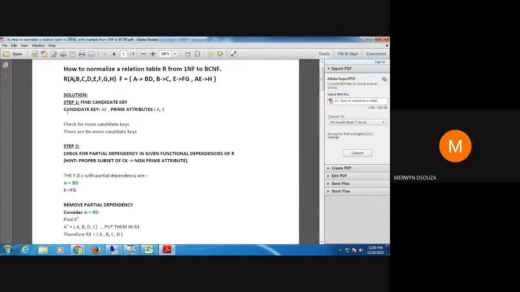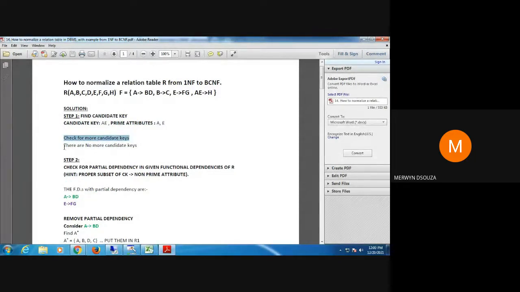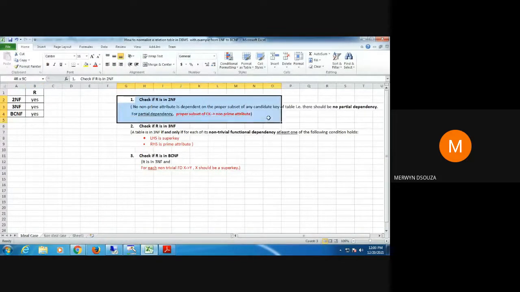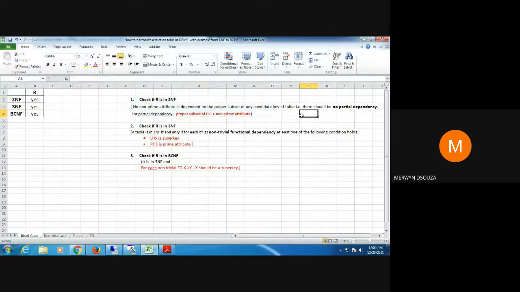Once you find a candidate key and prime attributes, check if there are more candidate keys. But you will see that there are no more candidate keys. Therefore, you now check whether R is in second normal form. You assume R is already in first normal form. If it is in second normal form, there should be no partial dependencies. What is a partial dependency? We have already discussed, where a proper subset of the candidate key determines a non-prime attribute.